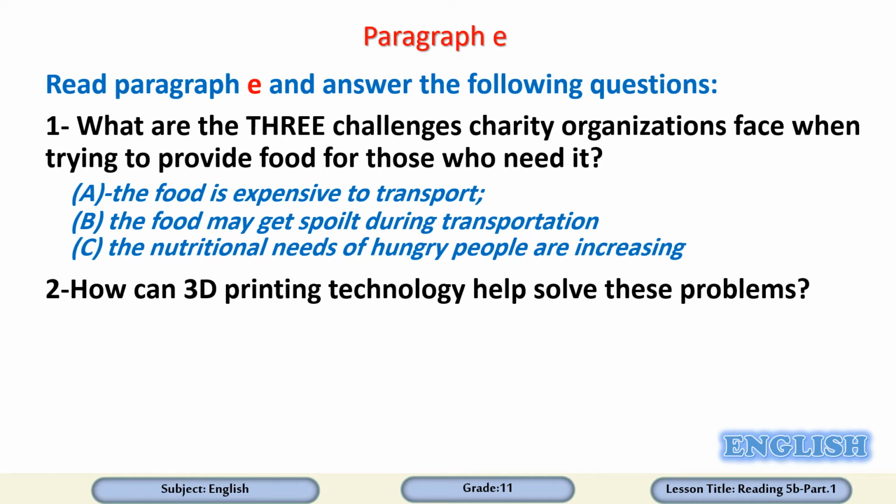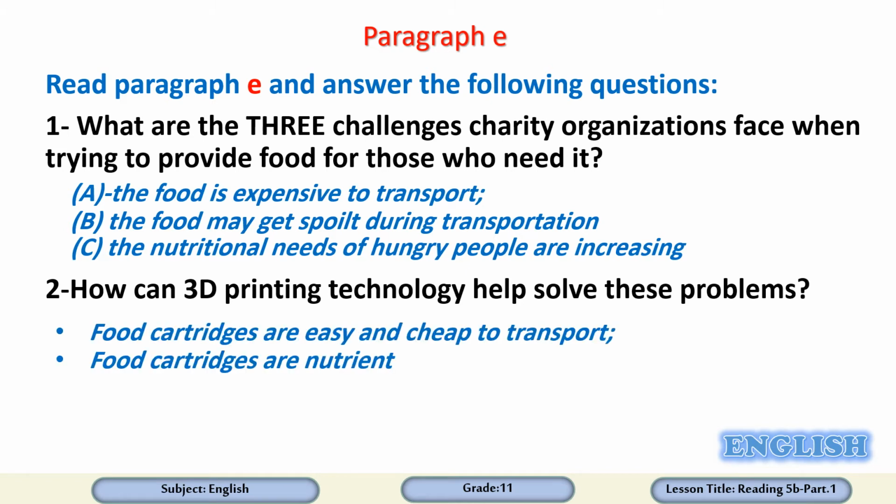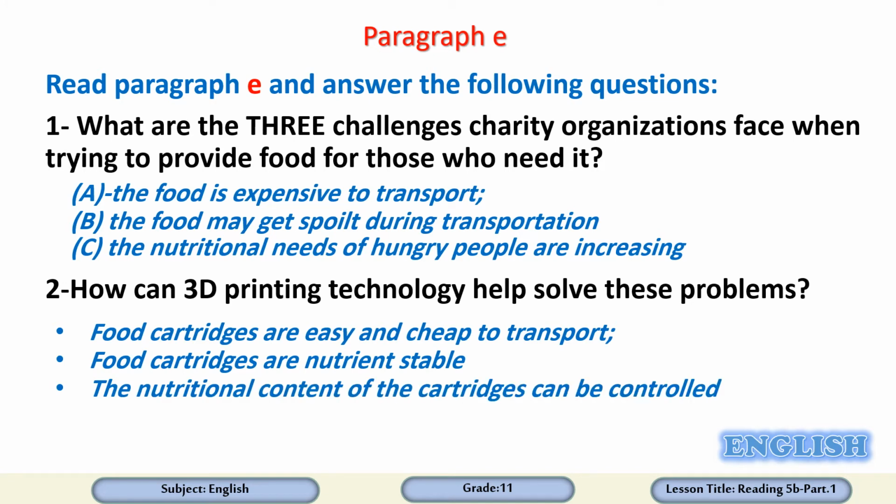Question 2. How can 3D printing technology help solve these problems? Yes, very good answer. Food cartridges are easy and cheap to transport. Food cartridges are nutrient stable. And the nutritional content of the cartridges can be controlled.